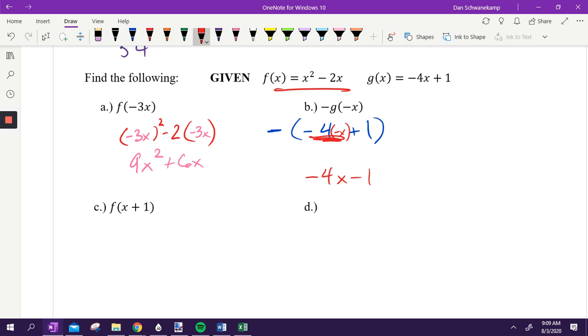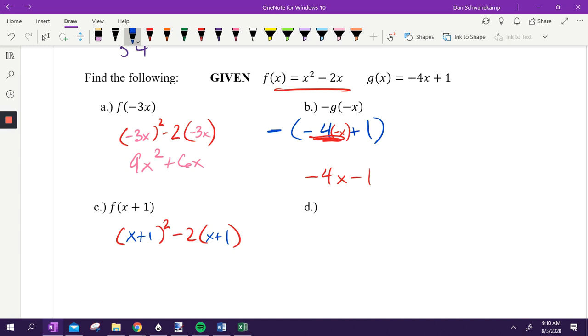Great. Letter C is the one that always kind of throws kids off. Not that our letter C is really difficult, but it's going to lead into our next one. So I've got f of x plus 1. I'm going to write down the f of x function, but instead of x, I'm going to plug in x plus 1. I've got multiple places to plug it in, so I plug it in both spots.